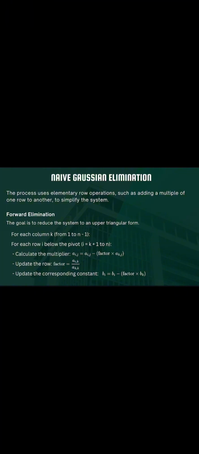Next, we move to systems of linear equations using naive Gaussian elimination. It's called naive because it eliminates variables without checking the size of the pivot elements or if they are zero. This method has two main stages, the forward elimination and the backward substitution. For the forward elimination, the goal here is to reduce the matrix to an upper triangular form. For the backward substitution, once we have our triangular matrix, we solve for the variables starting from the last one.